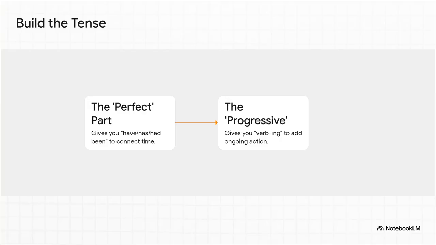So how does it actually work? Well, it's way simpler than it sounds. Just think of it like a recipe with two main parts. The perfect part gives you those time-connecting ingredients, have been or had been. And then the progressive part adds the action, which is always going to be that verb-ing form. You just stick them together, that's it.